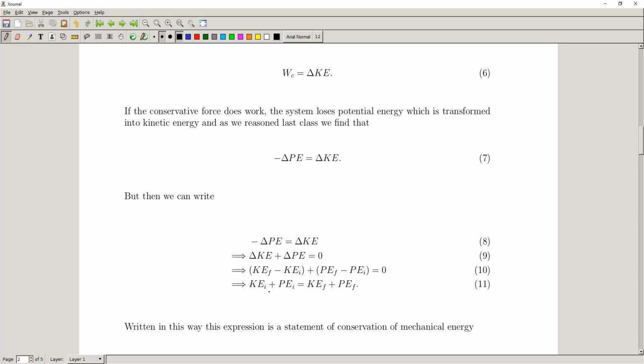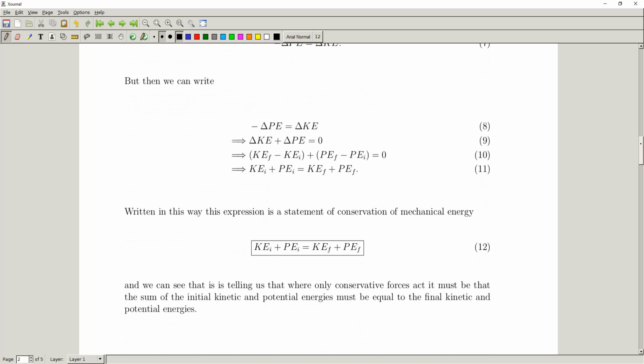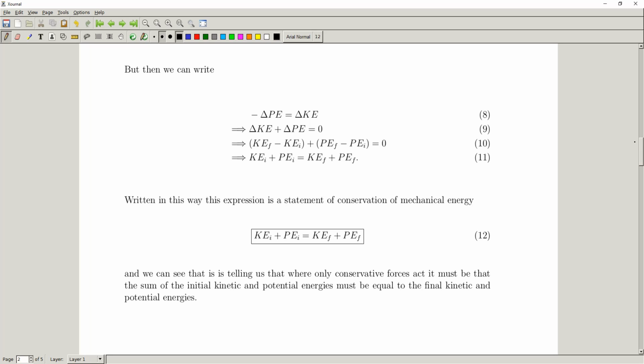And when it's written in this way, this is a statement of conservation of mechanical energy. This is a very important idea that we're going to work with here, and so I give it a box. And so what is this equation really telling us? Well, it's telling us that where only conservative forces are acting, the sum of our initial kinetic and potential energy has to be equal to the sum of our final kinetic and potential energy, I should say, right? And so we see it here.